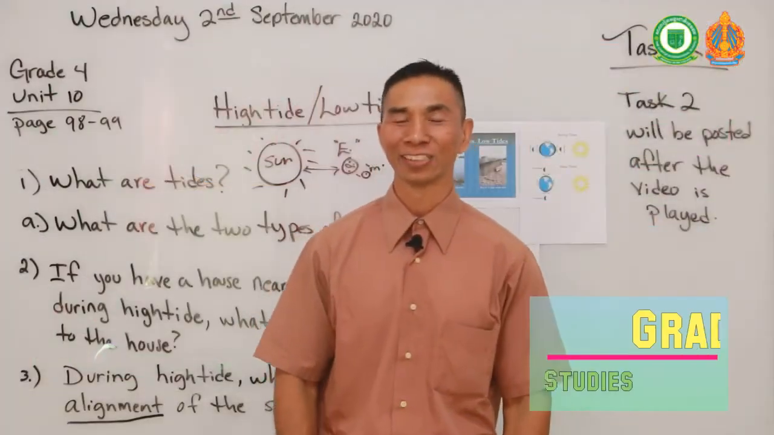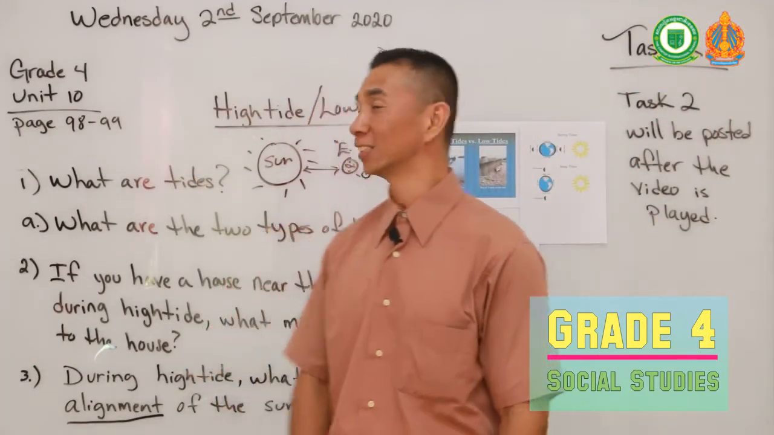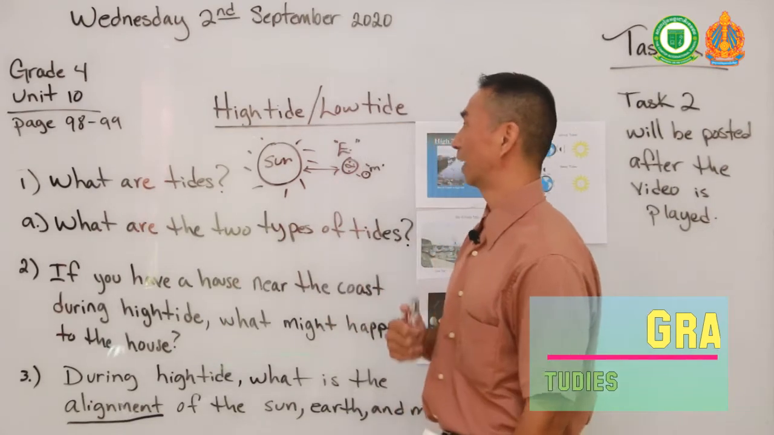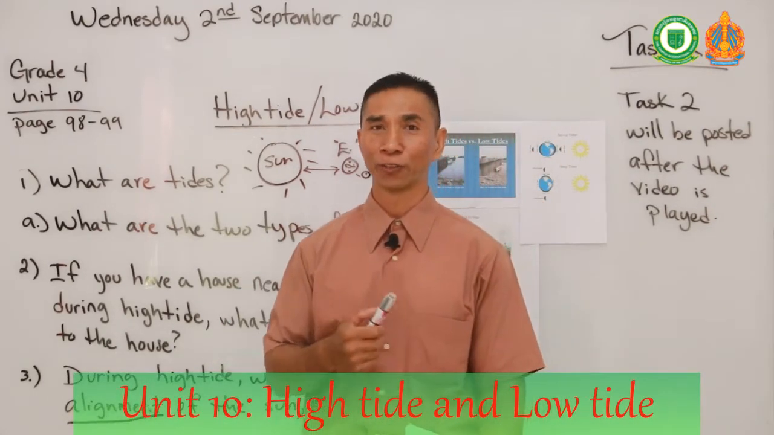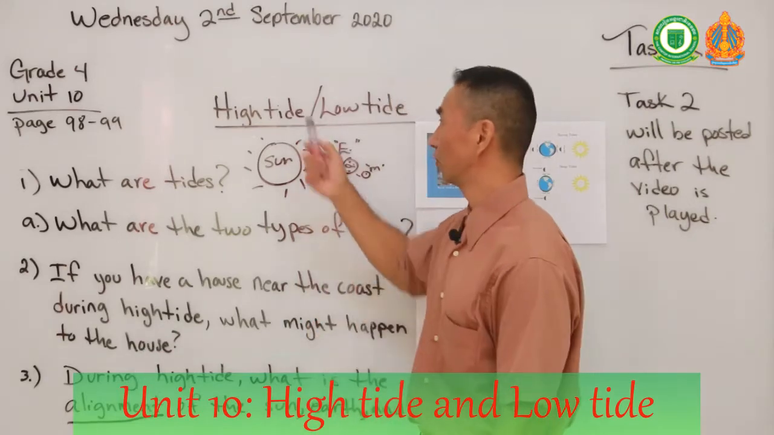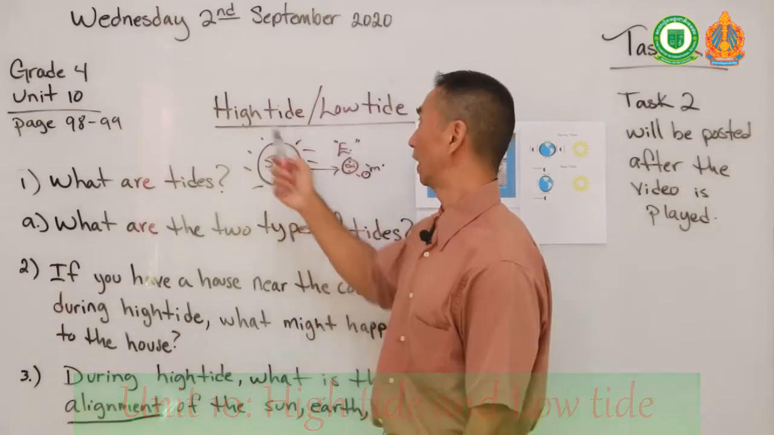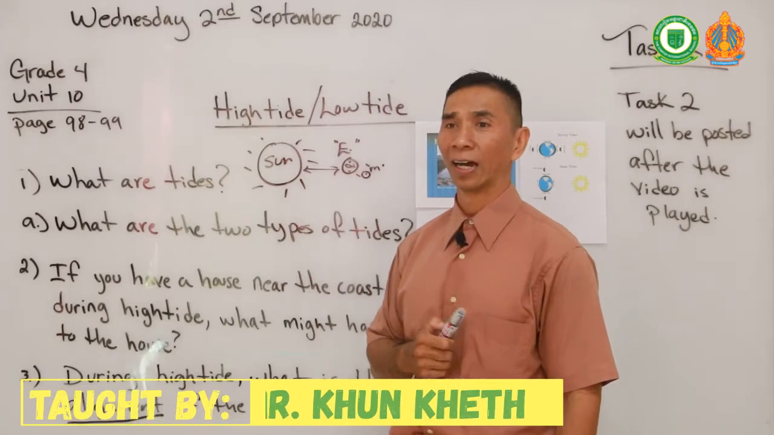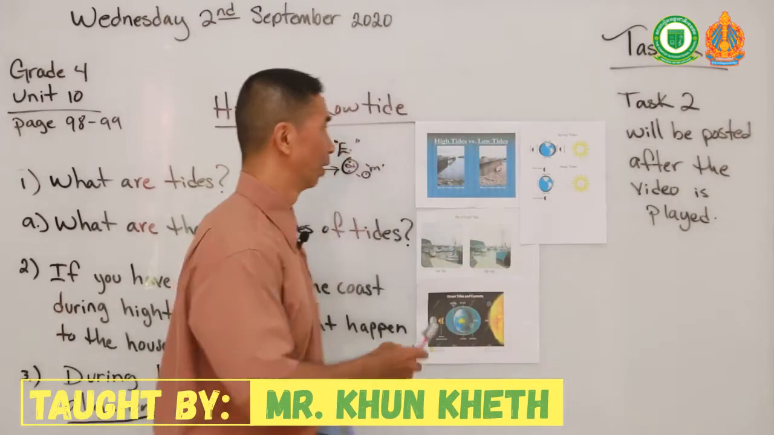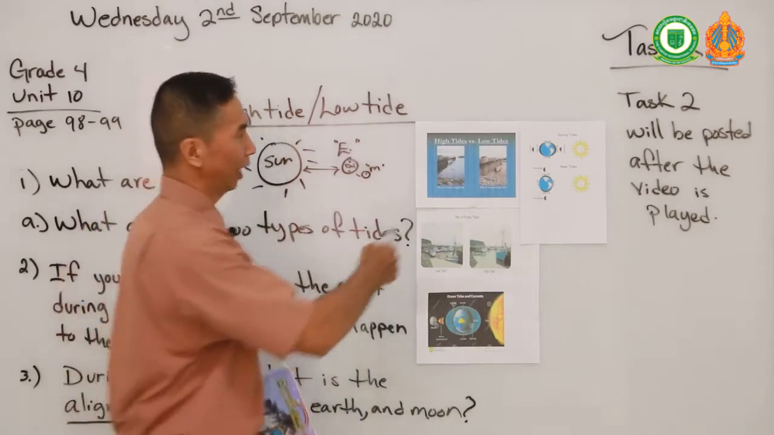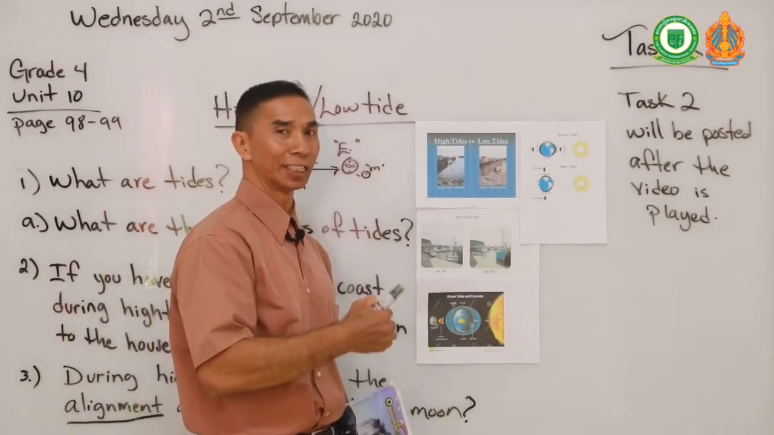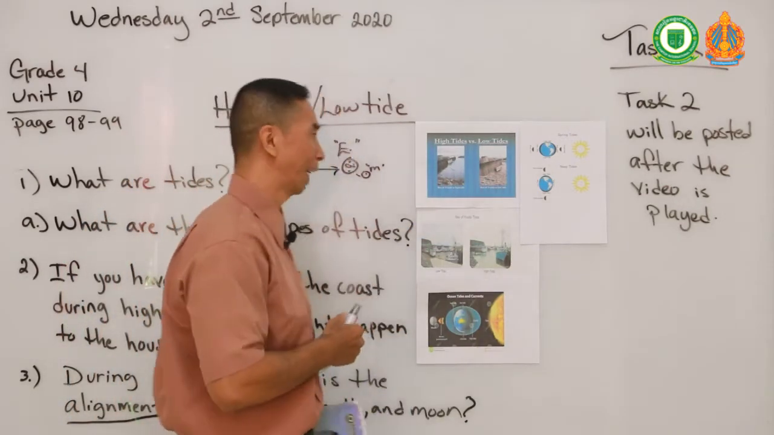Hello, welcome back to our second video for today's lessons. In today's lesson, we discuss high tides and low tides. Thank you for submitting your first task to me. I've seen that you have understood what high tides and low tides are. Most of you said high tides are when water rises and low tides are when the water recedes. Recedes means when the water drops backward, looks back.